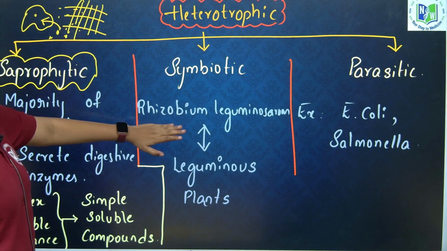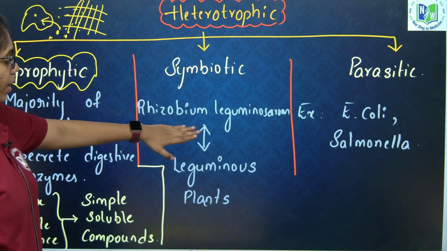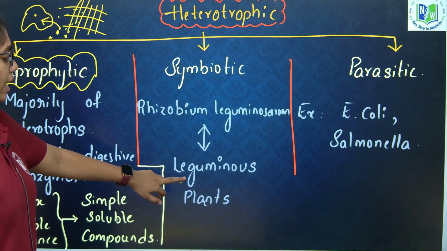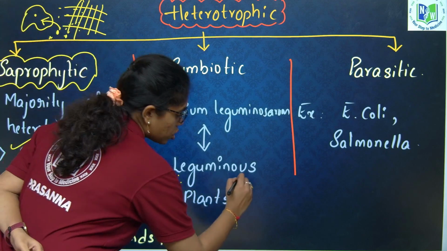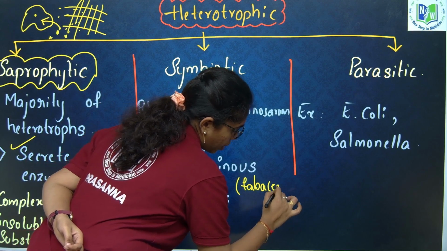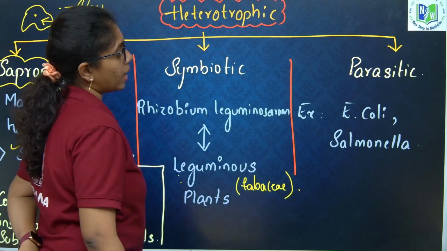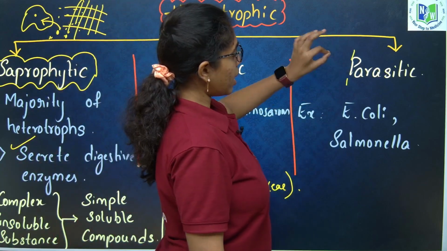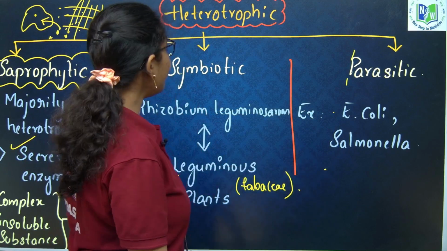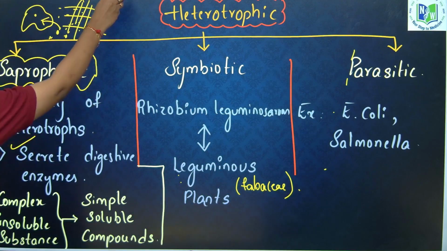Symbiotic bacteria, for example, Rhizobium leguminosarum, which is in symbiotic association with leguminous plants, that is of the family Fabaceae. Next, few are parasitic, for example, E. coli and Salmonella typhimurium.